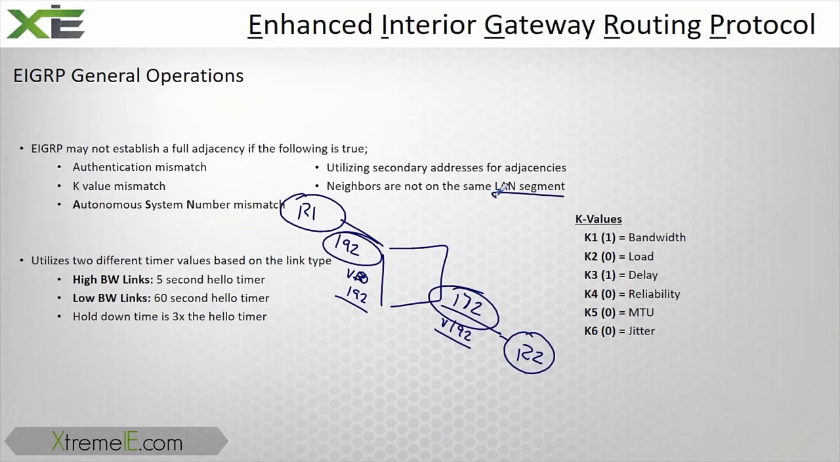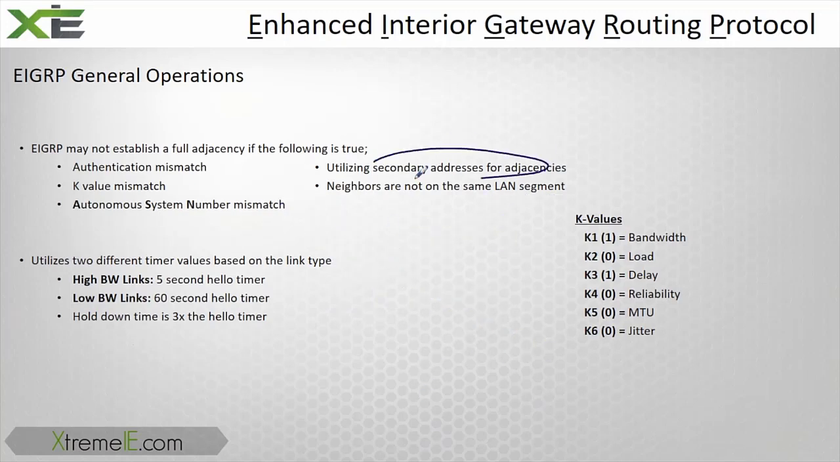form an adjacency. You're going to get "not on common subnet". Not on common subnet will be the error message that you get. And when this typically happens, most of the time it's going to be VLAN membership or the incorrect IP address somewhere on that device. Now, the last thing is that you can't use secondary addresses for your EIGRP adjacencies. You can only use the primary address on an interface.